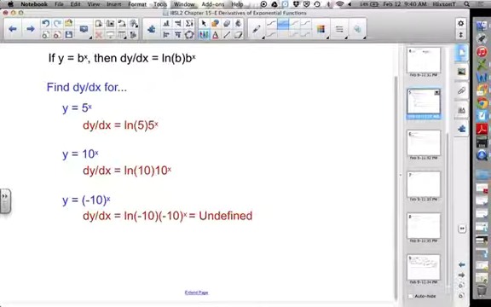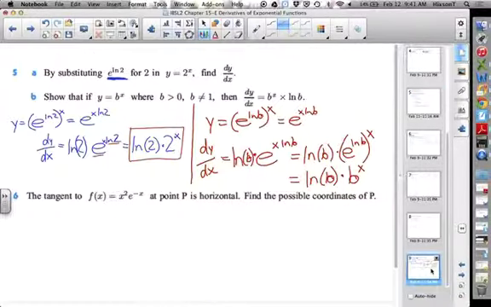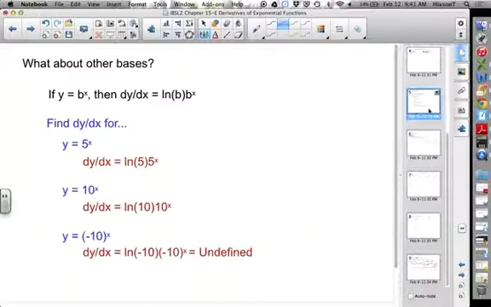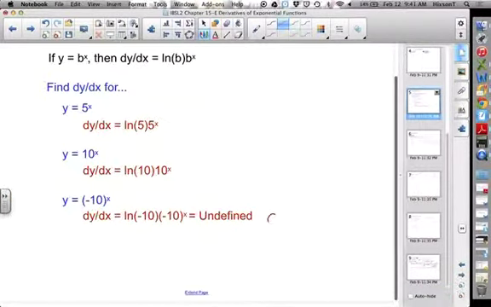Alright, and the reason for that, this is why they included back here where b is greater than 0 and doesn't equal 1. Okay? Because if it's 1, it's just 1 to a power and that equals 1. But b has to be greater than 0. Okay? So, there we have it. Okay?